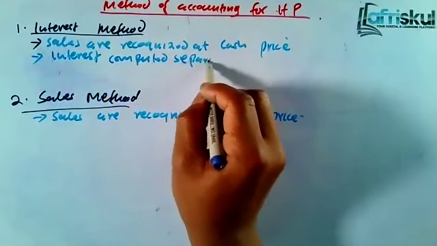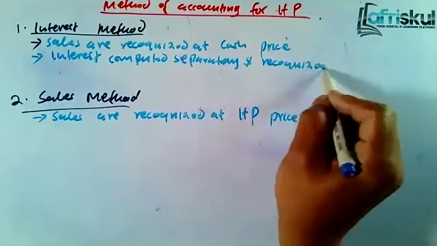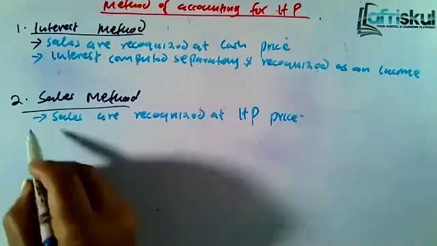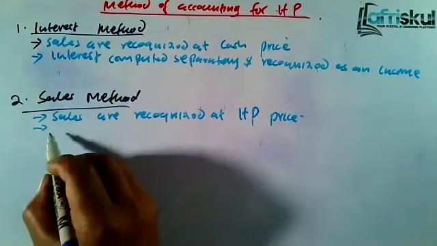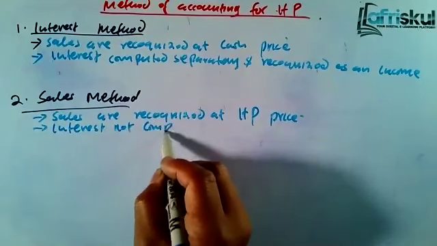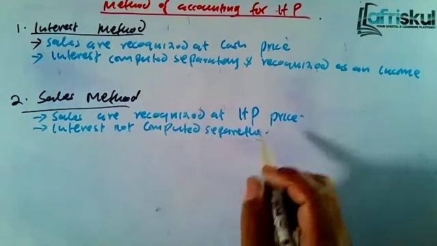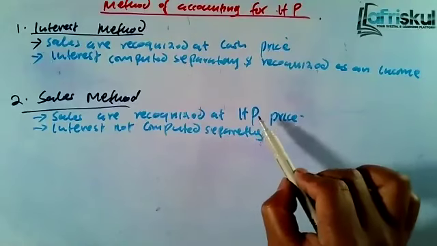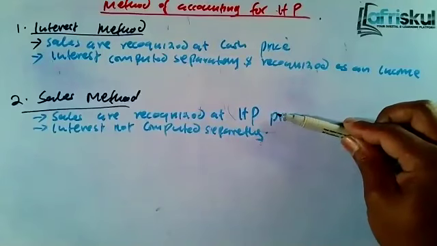Interest is computed separately and recognized as an income. But under the sales method, the interest is not computed separately, because the interest is already included. You see, in this case we recognize the sales at hire purchase price. That means under hire purchase price, the interest is already included.